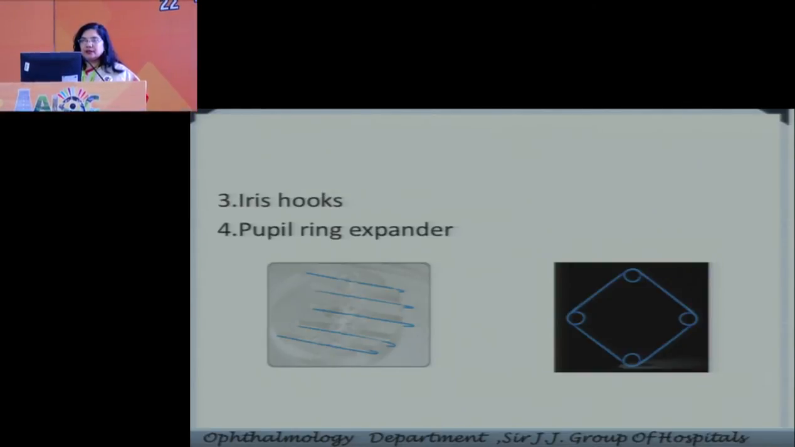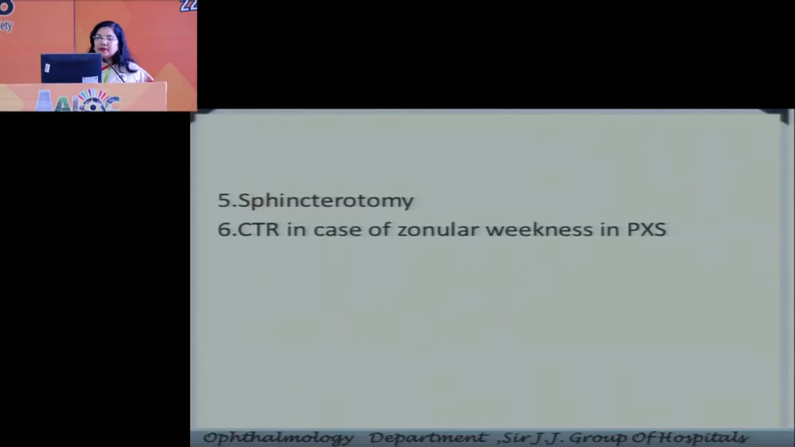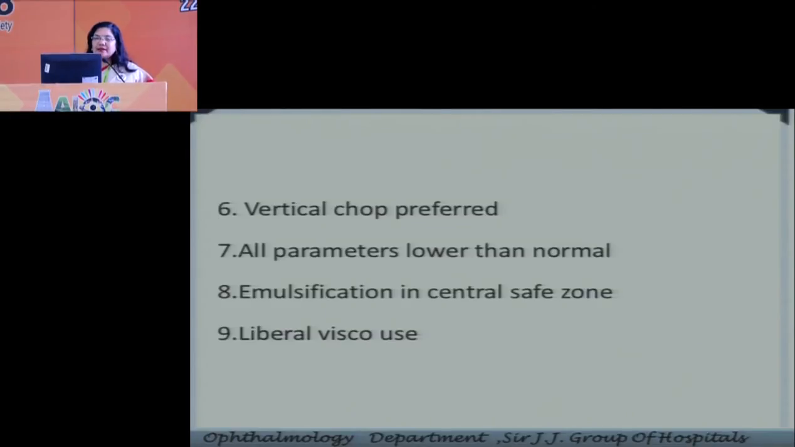Lots of devices are used to dilate a non-dilating pupil. As you can see over here, these are iris hooks. They are gentle wires which pull the iris, and the Malugin ring, which is a pupil expander. Sphincterotomy, as you have just seen in Dr. Navneet's videos, and you have to keep a CTR ready. What you do in the management is you use a vertical chop. All the parameters that you use are lower than normal.